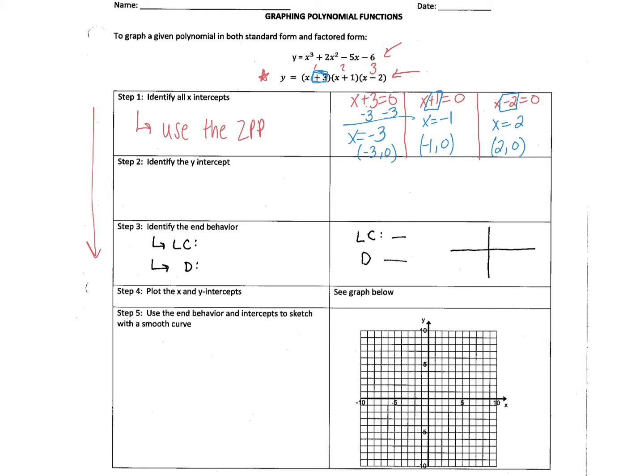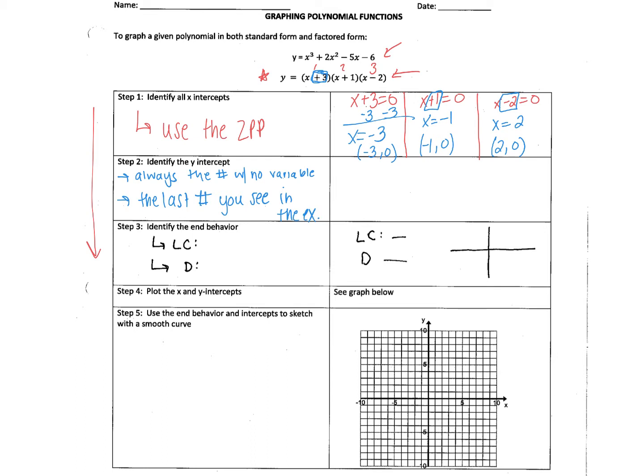Okay? Now, for step 2, we want to identify the y-intercept. And the y-intercept is always the number with no variable. Okay? And in most cases, it's the last number you see in the example. Okay?